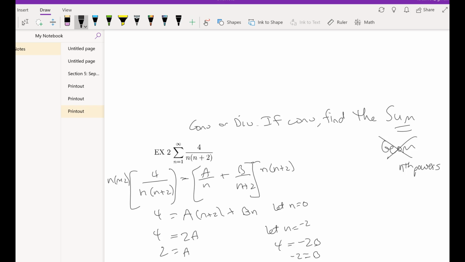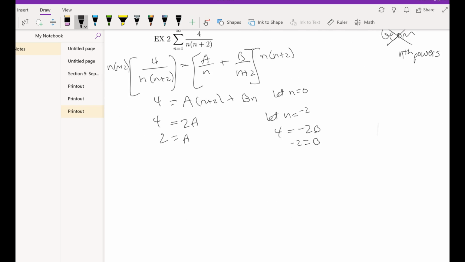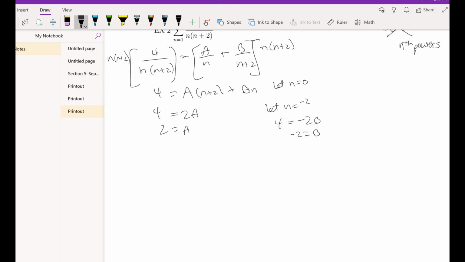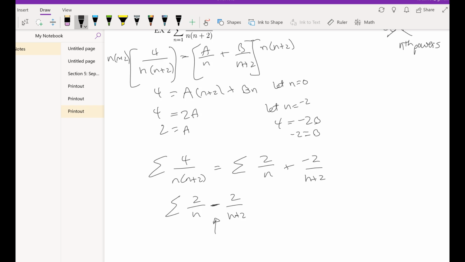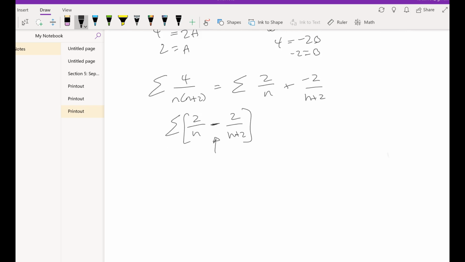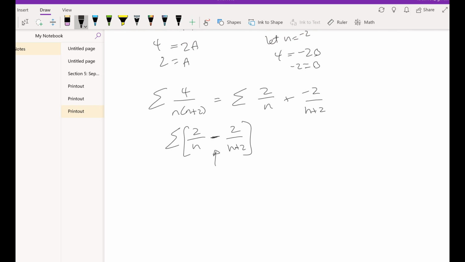All right, so I put those two in, and this sum turns into this sum, plus negative 2 over n plus 2. Make sure we put this subtraction, because one of them will always be negative, in the middle. Always put the subtraction there, because you're going to want to make a nice S sub n expression. You want to see how things cancel.